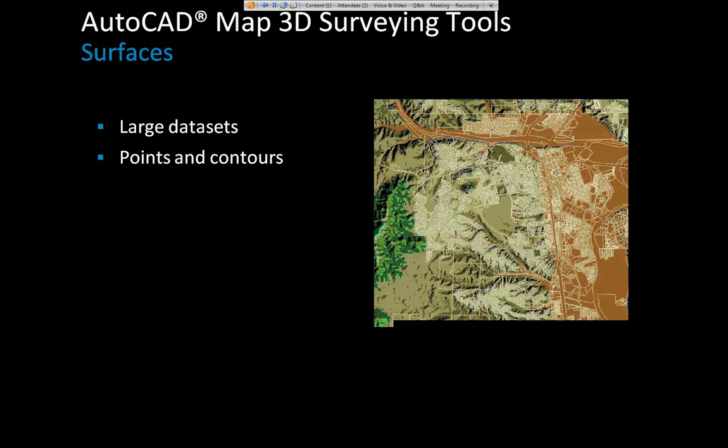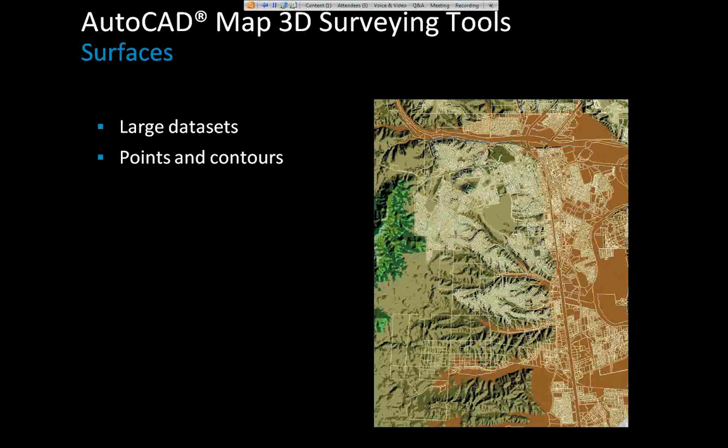Map 3D is also very good at working with very large data sets. Points and contours can also be taken, and surfaces created from those. Those of you familiar with shapefiles know that a lot of contour data exists out there in shapefiles, but that contour data is sometimes hard to wrap your mind around and get a 3D surface from. Map 3D now makes it very easy to do that.